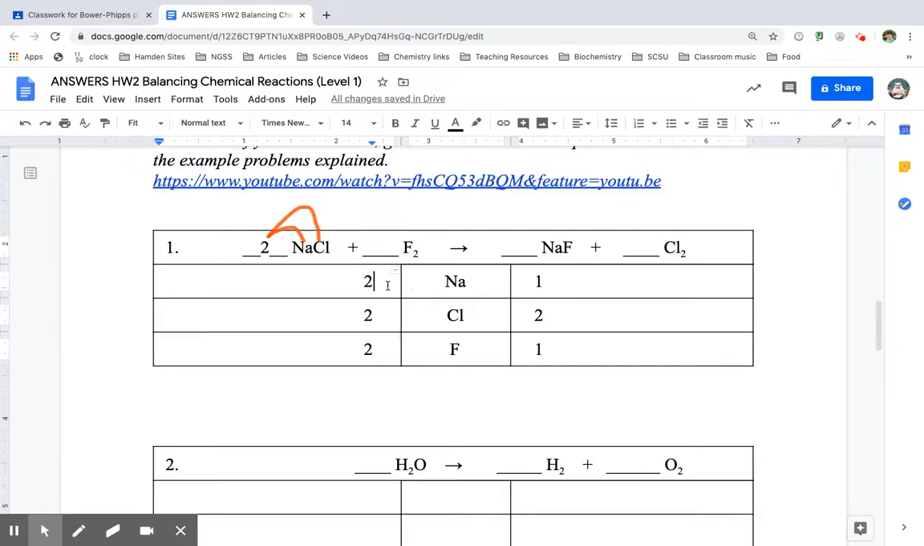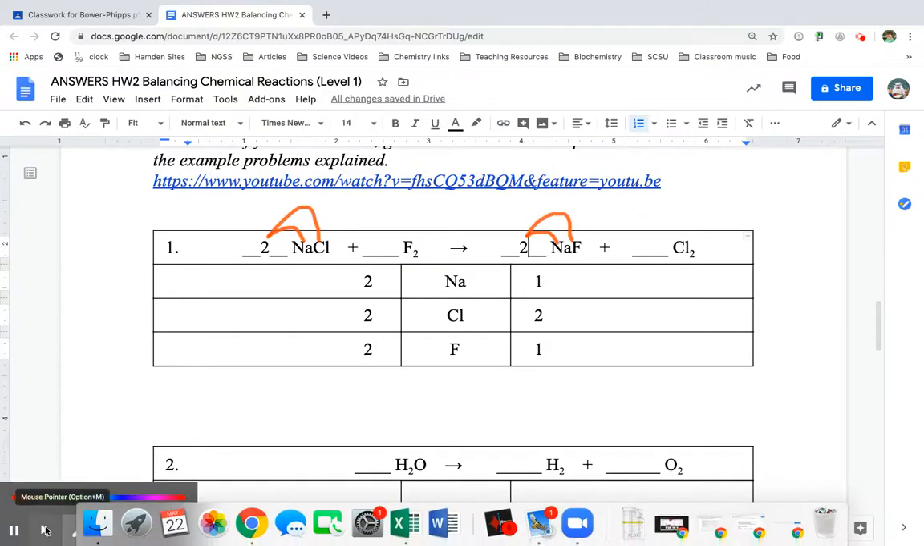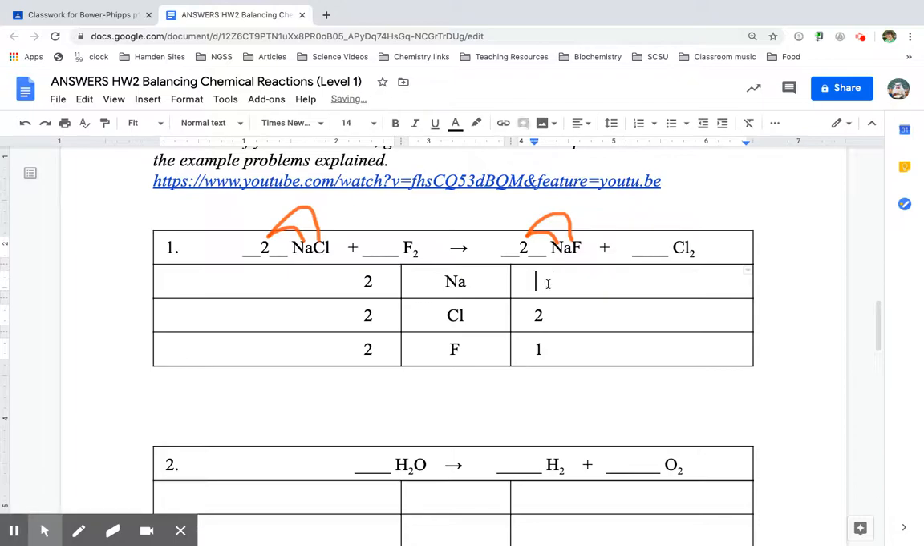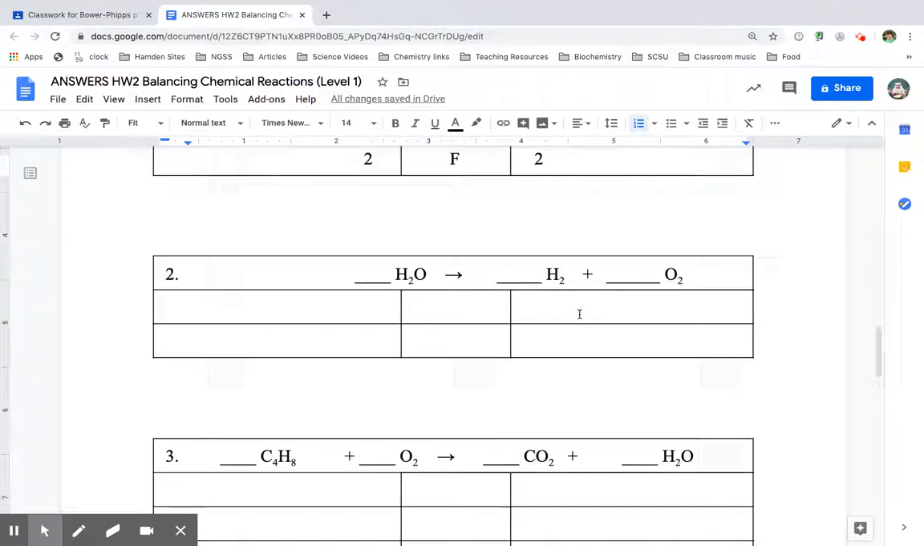The fluorines and the sodiums now don't match on the right-hand side, so I'm going to go back over here and put a big 2 in front of here because now it's going to change 2 sodiums and 2 fluorines. So I'm going to update that with my numbers down here. Now I have 2 sodiums and 2 fluorines. And now everything matches. I have 2 Nas on this side, 2 Nas on this side, 2 Cls on this side, 2 Cls on this side, 2 Fs, and 2 Fs. Remember these places that we didn't add anything, there's a 1 that's assumed to be there. You can write it in or not. Either way is fine.